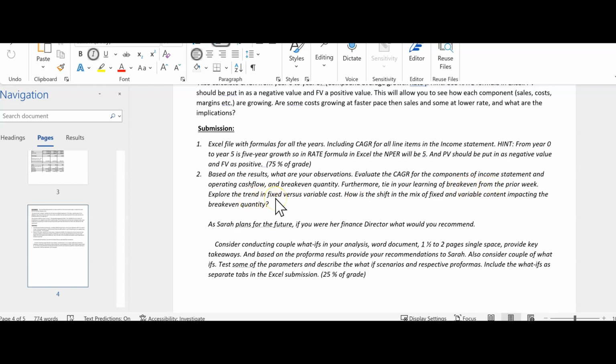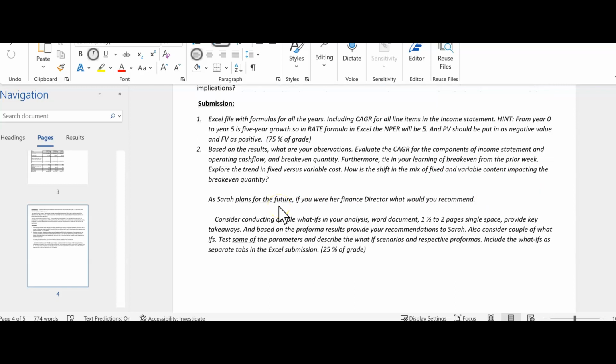Furthermore, tie in your learning of break-even from the prior week. Explore the trend in the fixed versus variable cost. Are they shifting? Does that tell you something? How is the shift in the mix of fixed and variable content impacting the break-even quantity? So that is really your observation.